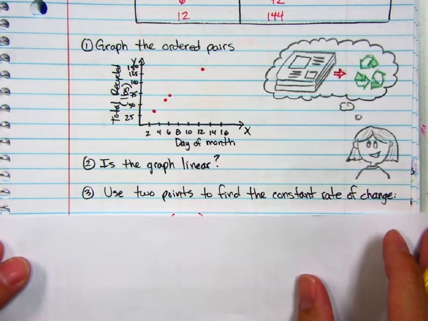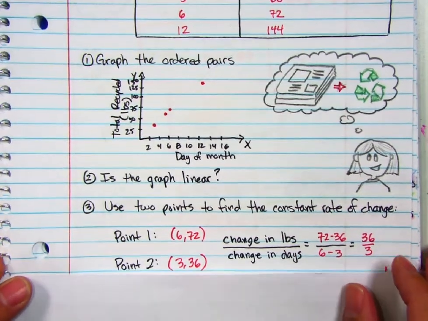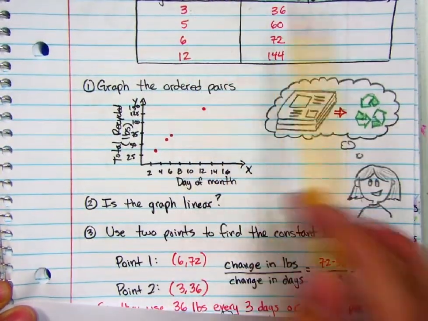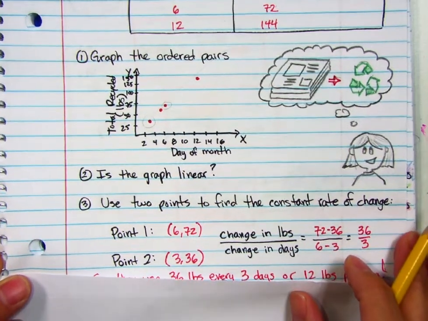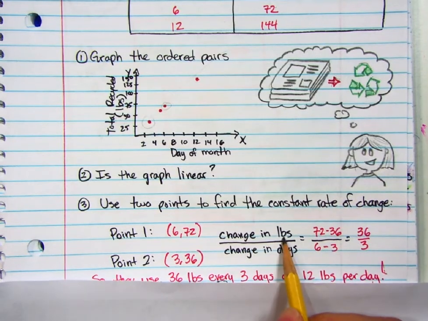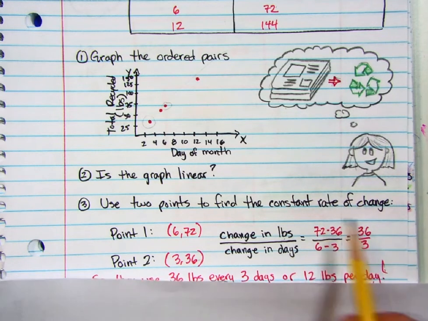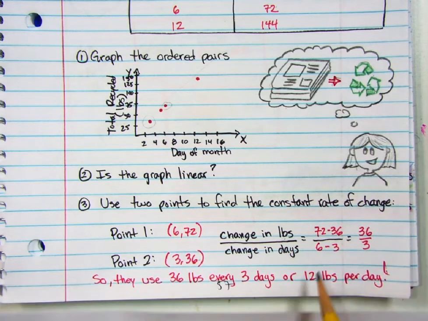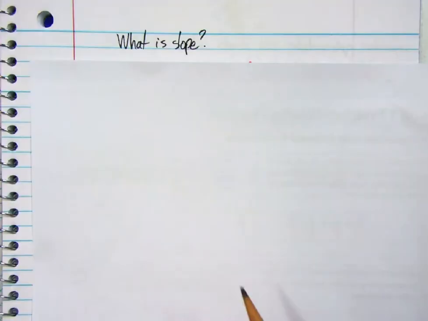Next, I want to use 2 points to find the constant rate of change. You can use any 2 points. I just happen to use these 2 points here: 6, 72 and the first one, 3, 36. What I want to do is find the change in pounds. So I subtract 72 and 36, which is 36. And then I also subtract the days. The difference between 6 and 3 is 3 days. And so I can say that they use 36 pounds every 3 days, or as a unit rate, that'd be 12 pounds per day.